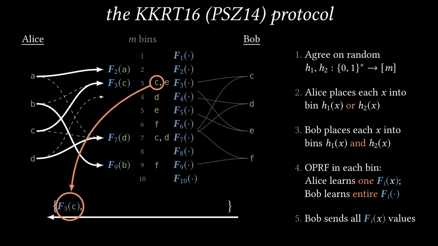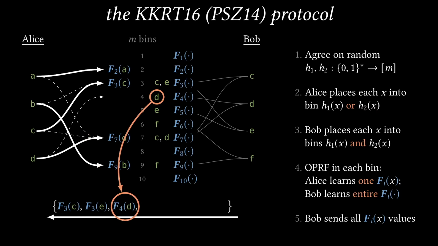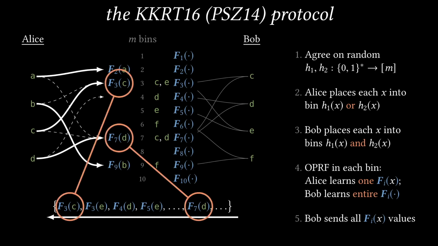Bob can compute a PRF output for each item in each bin, and send this PRF value to Alice. Since each item is in two bins, Bob sends two PRF outputs per item. Alice can compare these PRF outputs to the ones she knows. In this case, she recognizes the outputs F_3 of C and F_7 of D, so she can conclude that C and D are in the intersection. The guarantee of the OPRF is that all other PRF outputs look random to Alice.